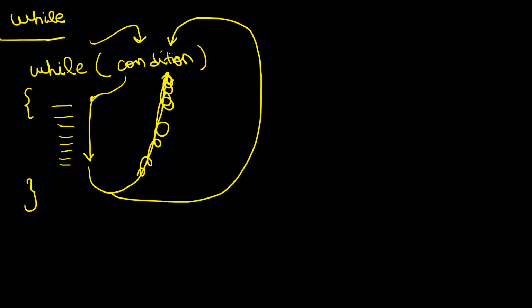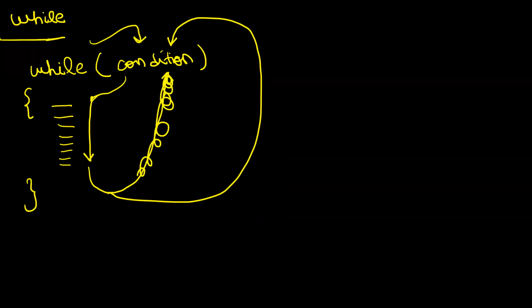Again, there will be some loop counter. There can be some increment or decrement, or there can be some logic, right? I don't impose all these things on you. I tell you, whatever logic you are writing, the basic flow of execution of the while loop, okay?